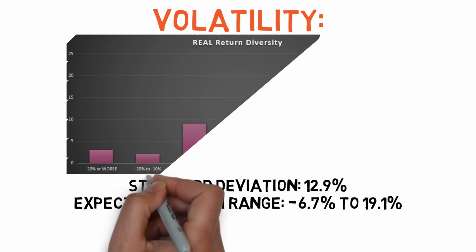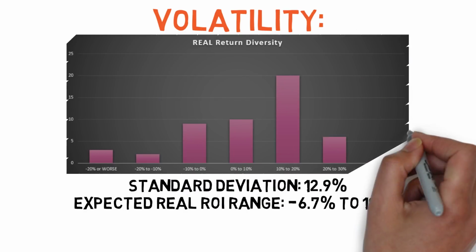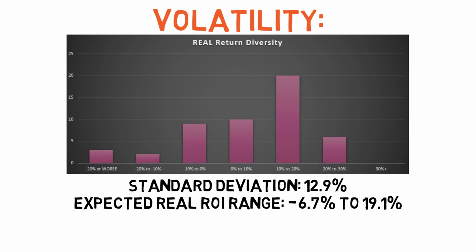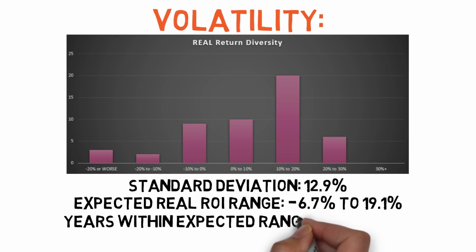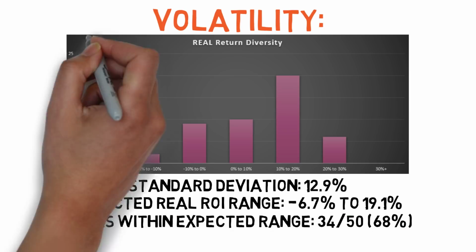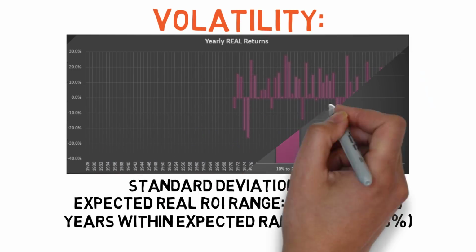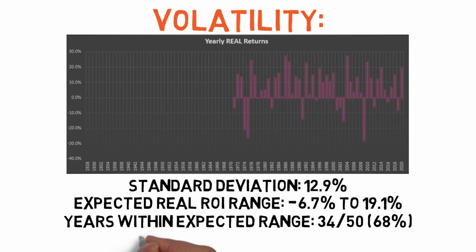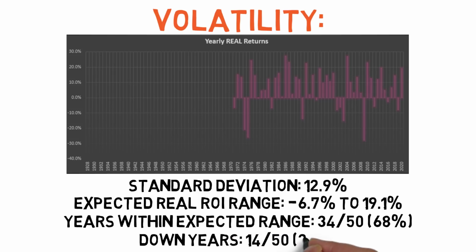Looking at the individual returns of each year on our return diversity chart, we see that roughly 68% of them, or 34 out of the 50 cases, do fall within our expected range. There was a total of 14 years out of a possible 50 where the portfolio failed to keep pace with inflation in this sample. That's a loss frequency of around 28%.